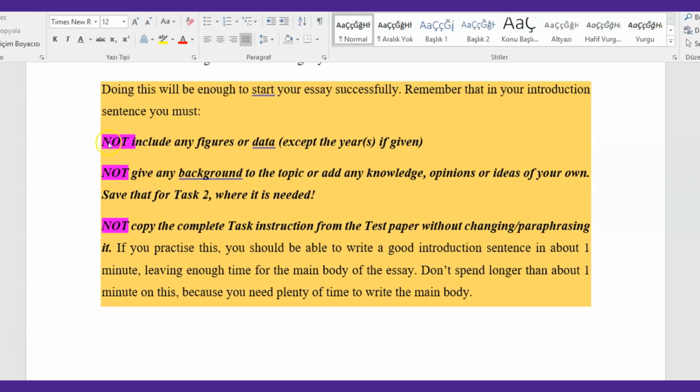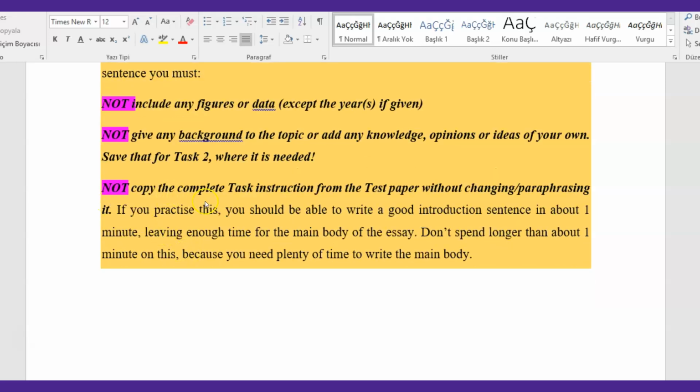Remember that in your introduction sentence, you must not include any figures or data except the years if given, not give any background to the topic or add any knowledge, opinion, or ideas of your own. Save that for task 2 where it is needed. Do not copy the complete task instruction from the test paper without changing or paraphrasing it.